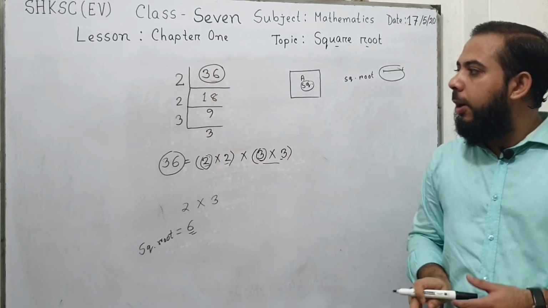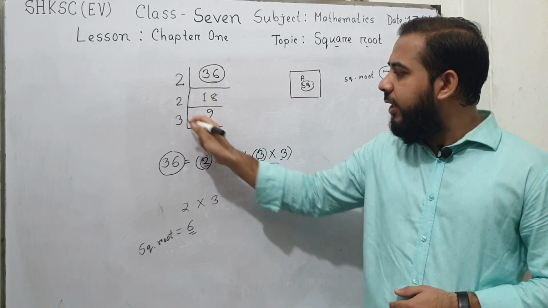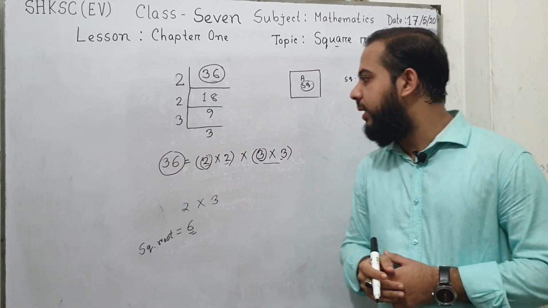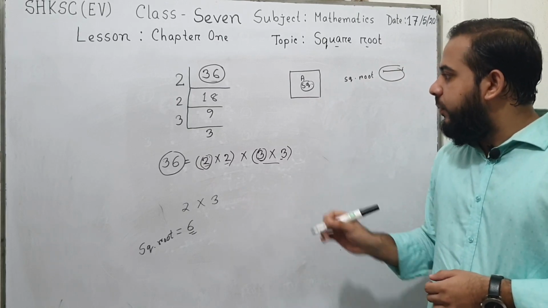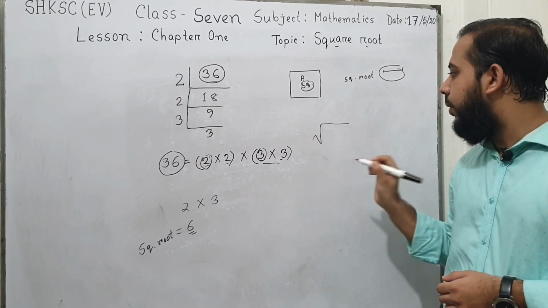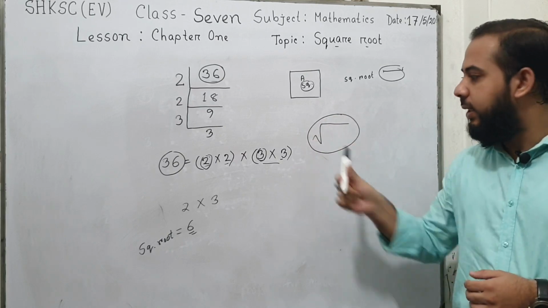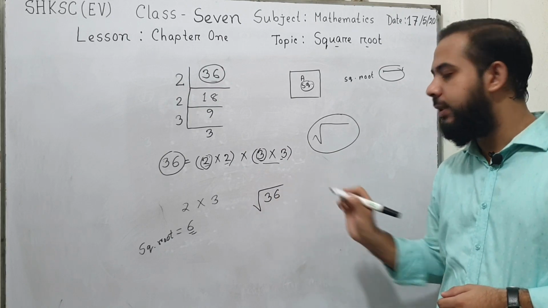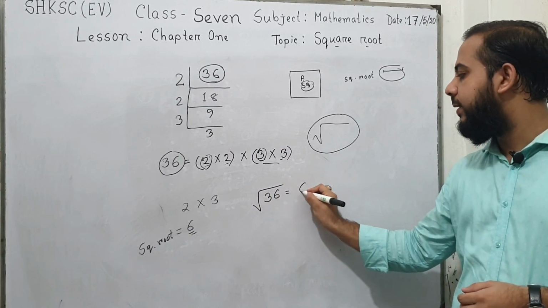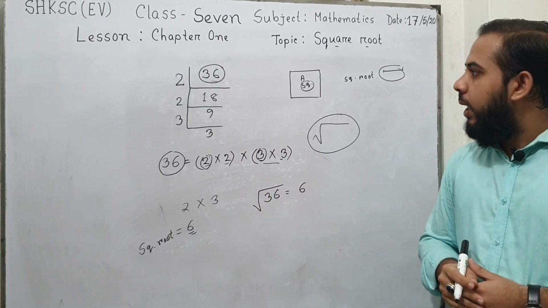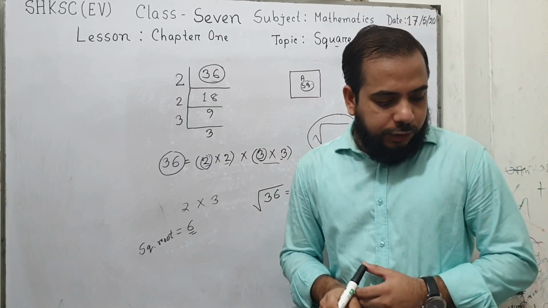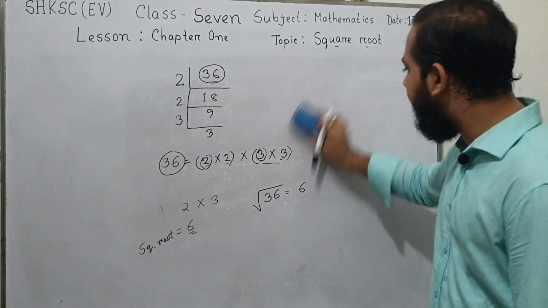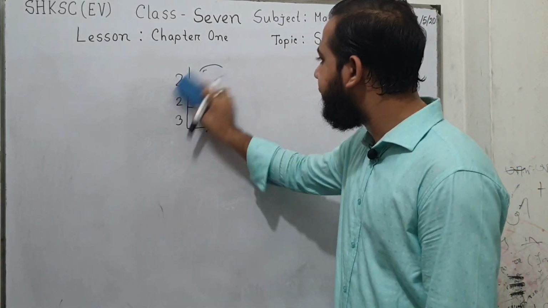Since we do prime factorization in this method, it is called the prime factorization method. This is the symbol of the square root. So if we write the square root of 36, we get 6. You understand?